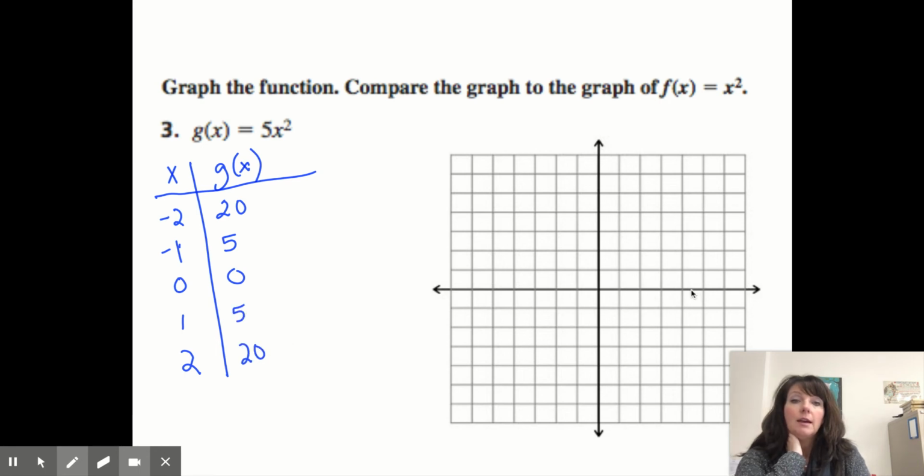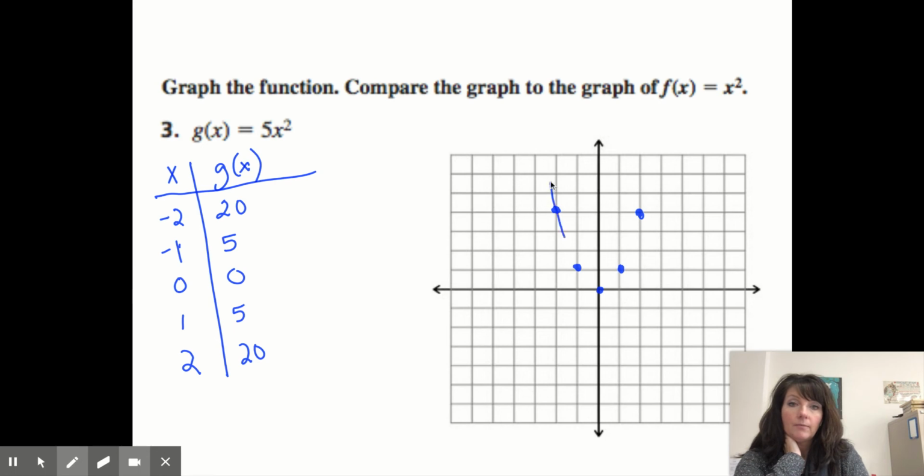So on the x-axis, I'll count by ones, and on the y-axis, I'll count by fives. So starting with my -2, 20, I'll do 5, 10, 15, 20. So I'm just kind of making this a little bit smaller so it'll fit on the graph. -1 and 5, 0, 0, 1, 5. You can see how symmetric it is, and 2, 20.